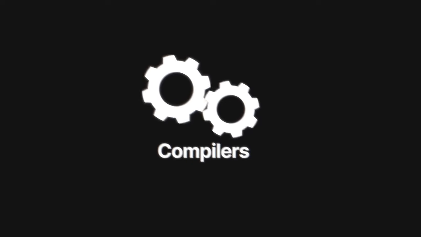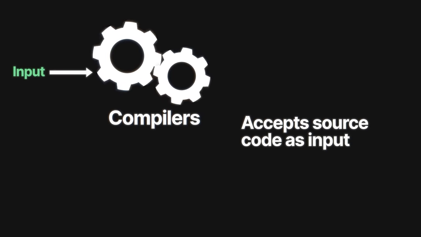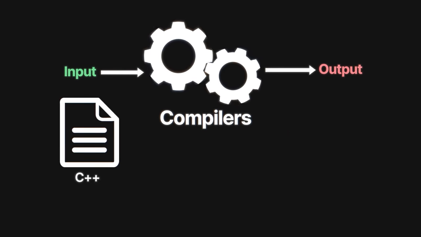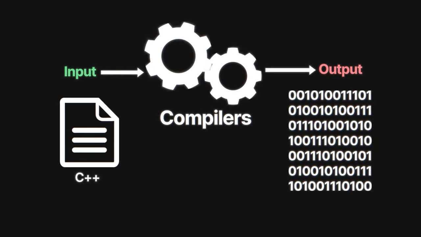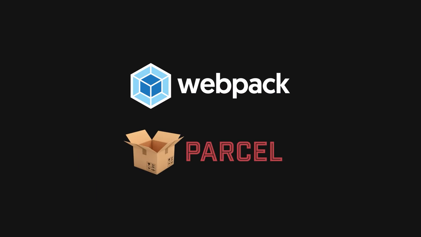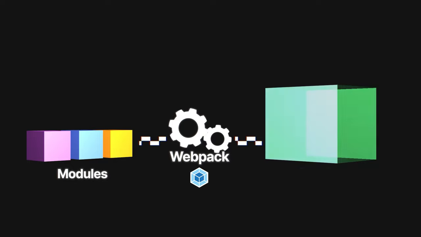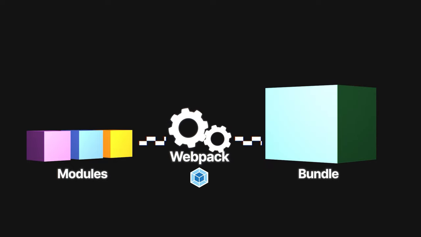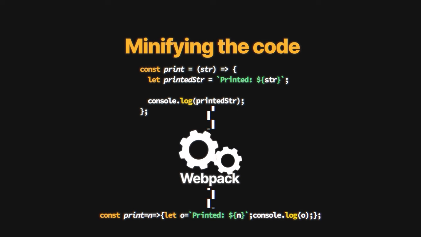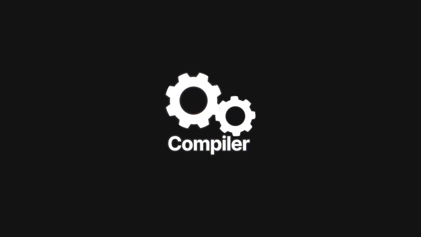Some of the most prominent uses of ASTs are in compilers. A compiler accepts source code as input, and then outputs another language. This is often from a high-level programming language to something low-level, like machine code. In the front-end web ecosystem, this includes tools like Webpack or Parcel. These tools compile many modules into a bundle and perform other optimizations such as transpiling from modern JavaScript to an older version, or minifying the code by renaming variables and functions to shorter names. Although they are a little different to conventional compilers, they follow many of the same fundamental steps.